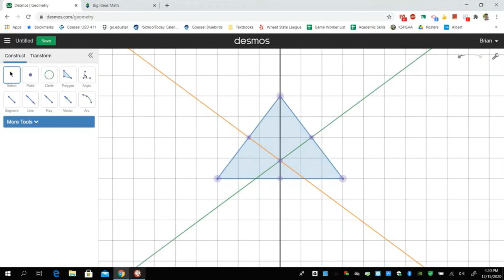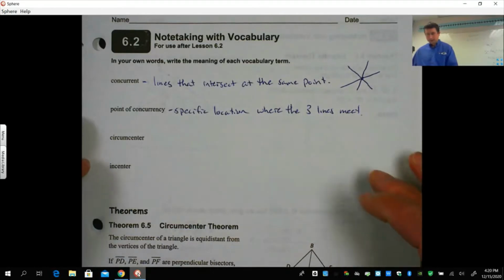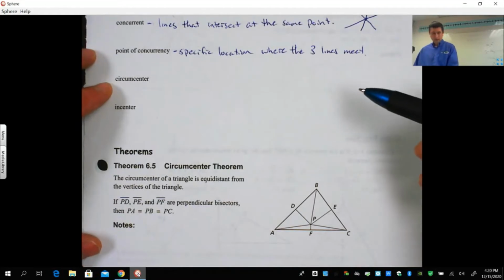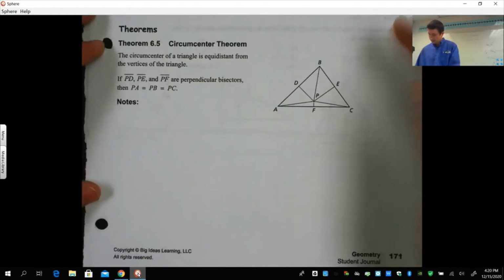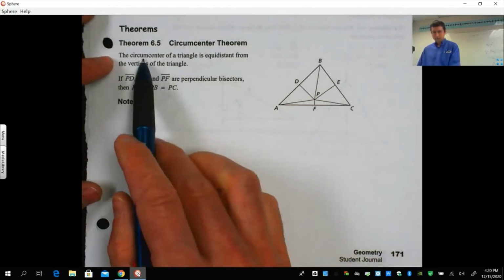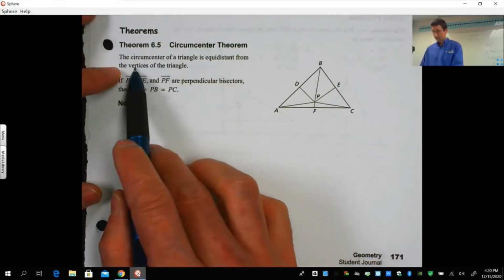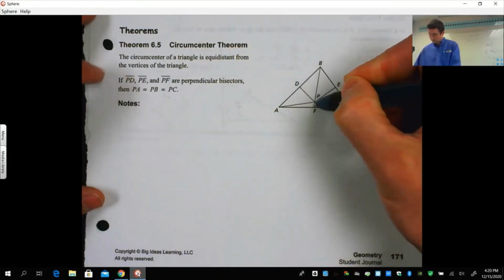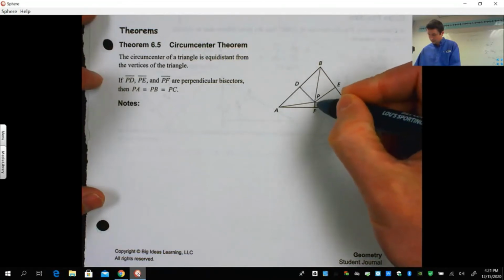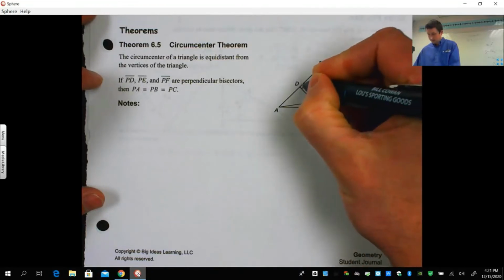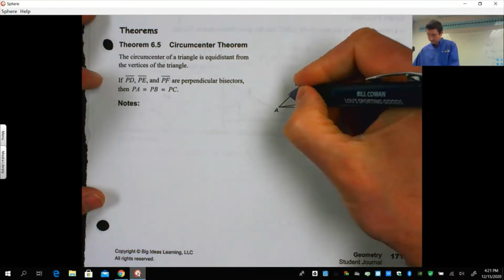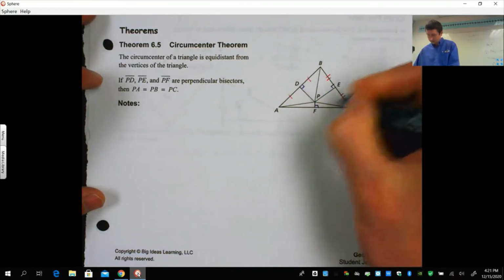So that is what happens when you have perpendicular bisectors. And that is what we're going to call the circumcenter. Okay? So the circumcenter, this is the name that's happening here. Okay, the circumcenter of a triangle is equidistant from the vertices of the triangle. So P is going to be referred to as the circumcenter. Okay, so I have perpendicular bisector DP, PE, and PF. And what that means is you have right angles right here. You also know that it bisects that from that, that from that, and that from that.